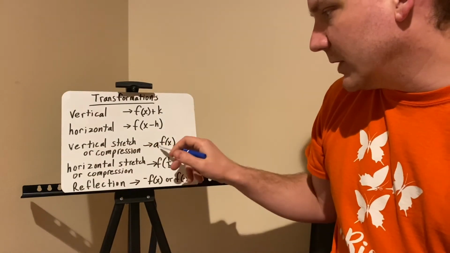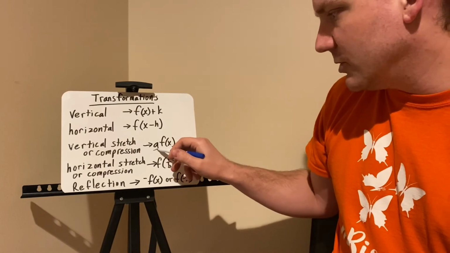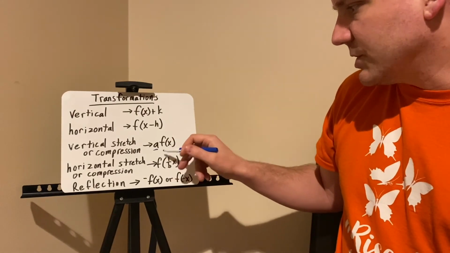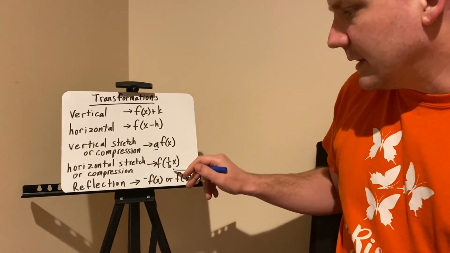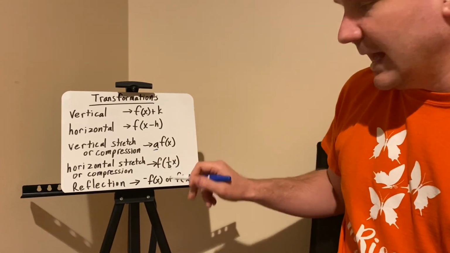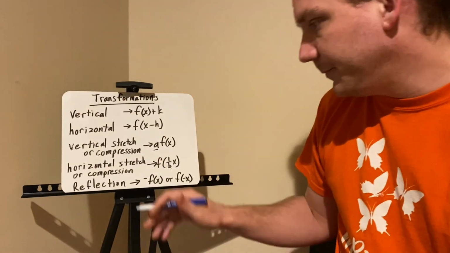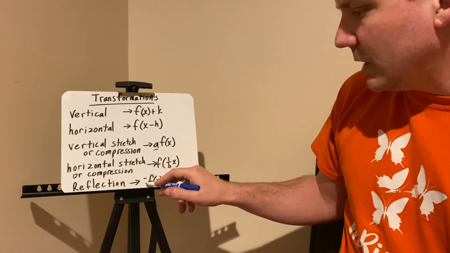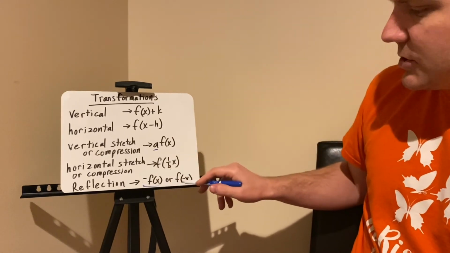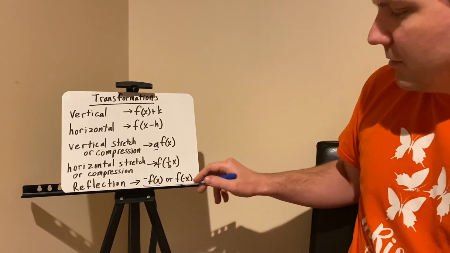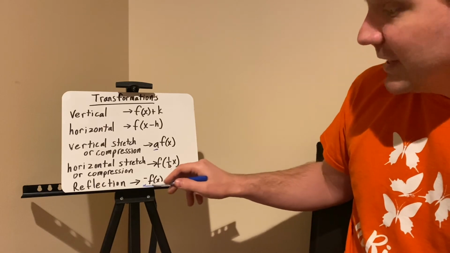Vertical stretch or compression is when you have a, this factor, multiplied by your function, which I just showed you. I did not show you the horizontal stretch or compression. That's where you have a factor that's multiplied by the x that's in the exponent there. And then the reflection, I showed you the negative f of x, where you reflect over the y-axis. What I didn't show you is you could possibly reflect over the x-axis.